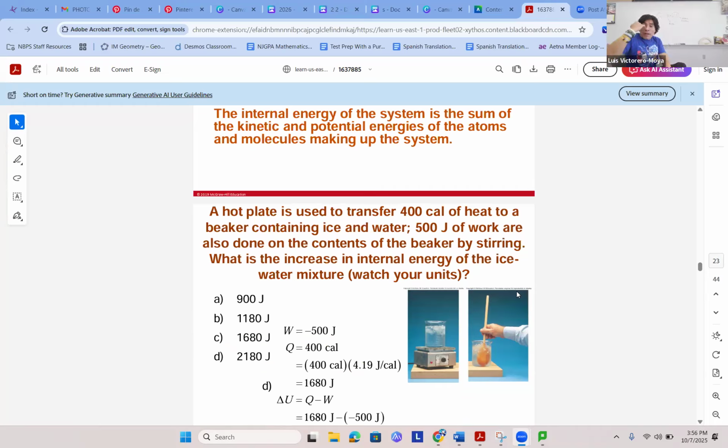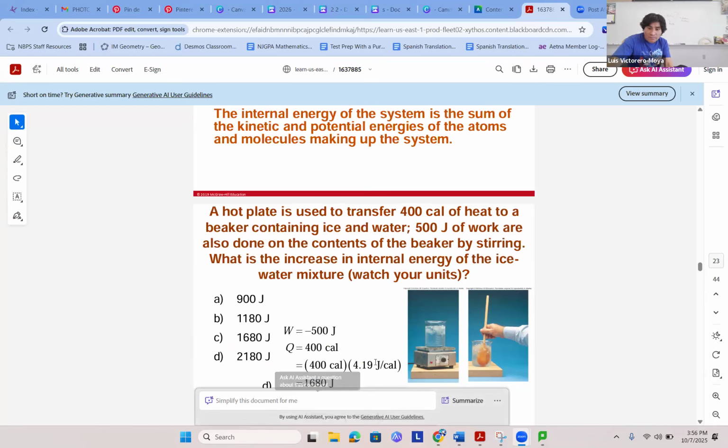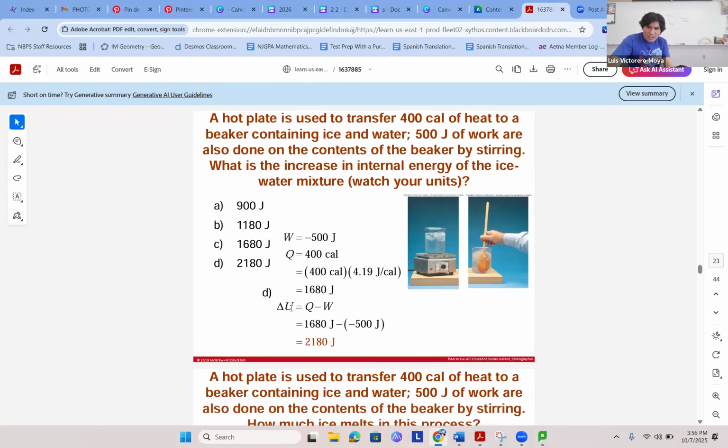So you multiply 400 calories times 4.19 to get the heat in joules. And then the change of internal energy is the heat minus the work. But hey, minus the work is 2,180 joules. All right? That's the change of internal energy.